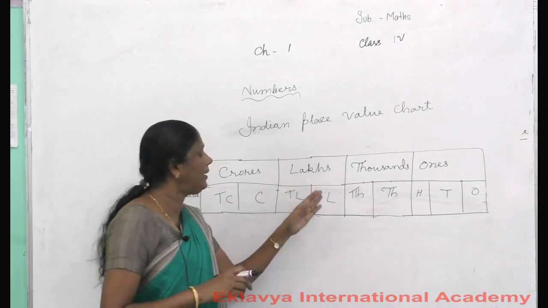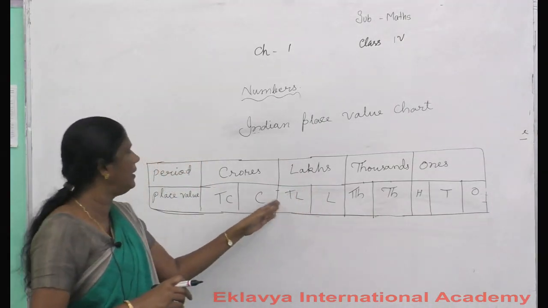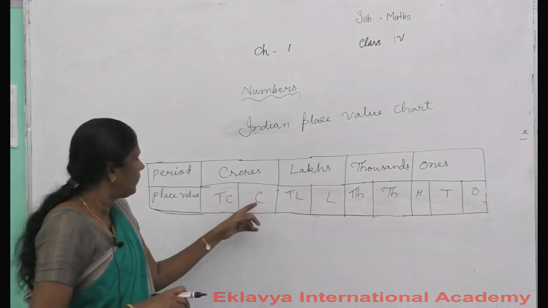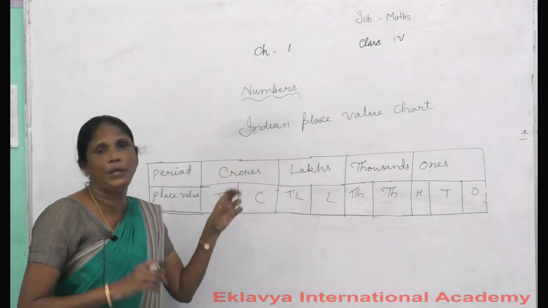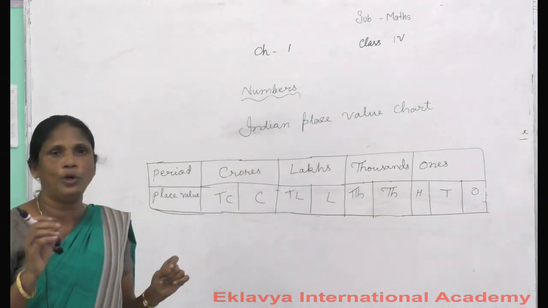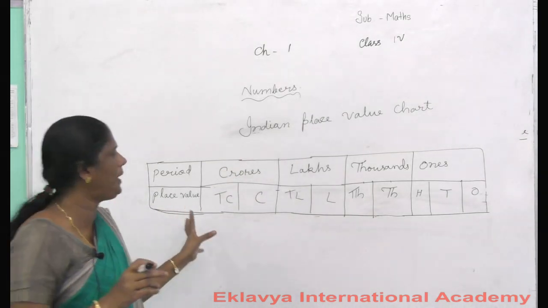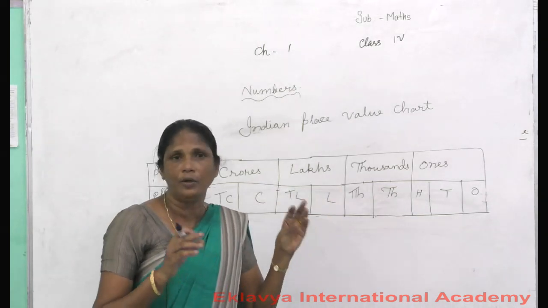In the lakh period, lakh and 10 lakh. Then the crore period, crore and 10 crore. At the end of each period, we put a comma.